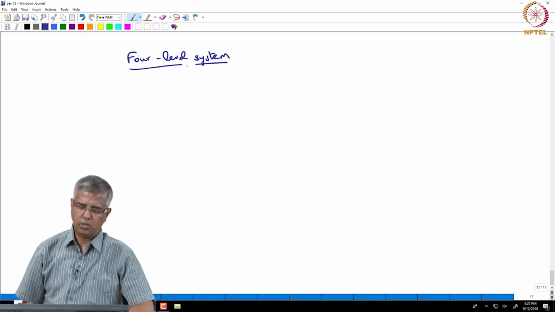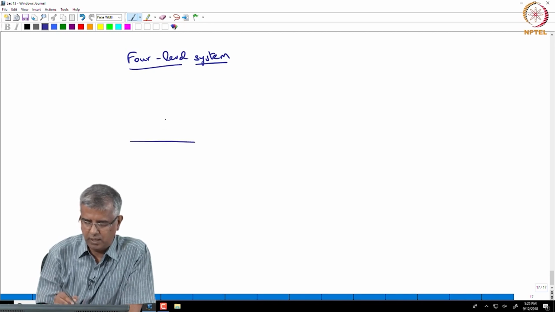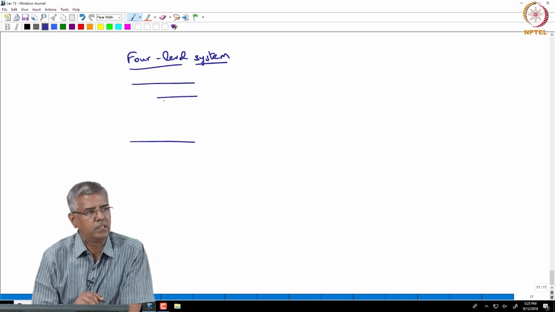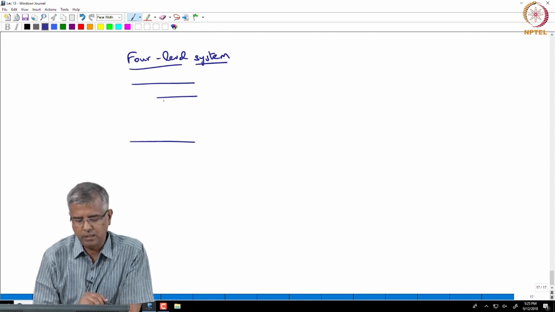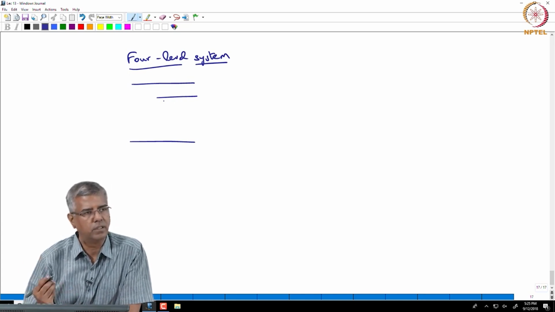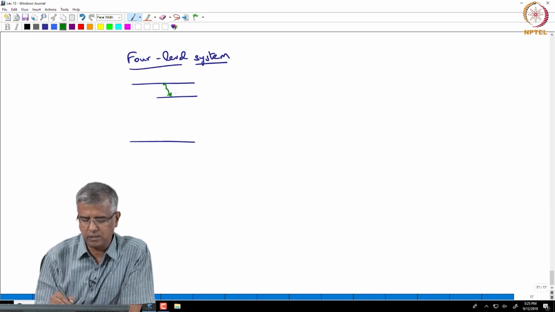Okay. So, what is the structure corresponding to a typical 4-level system? You have once again a ground state, you have an excited state, and then you have one energy level which is relatively close to the excited state, relatively close in terms of being within the phonon energy of the glass. Okay. So, because of that you can say that this transition is going to be non-radiative in nature.